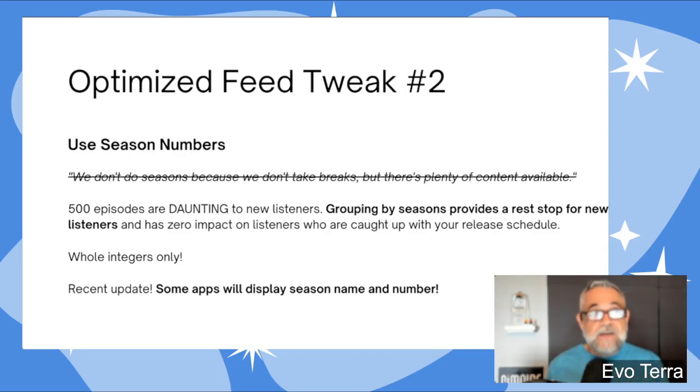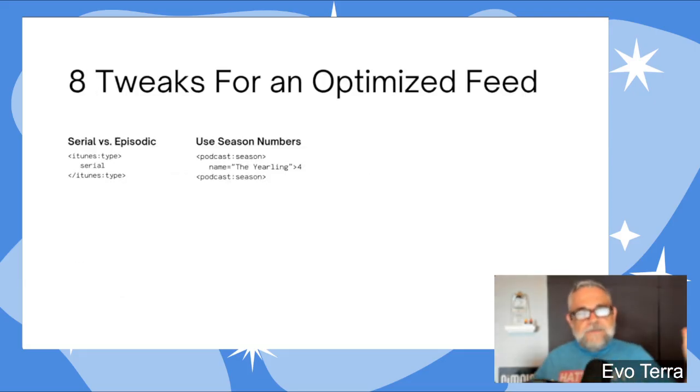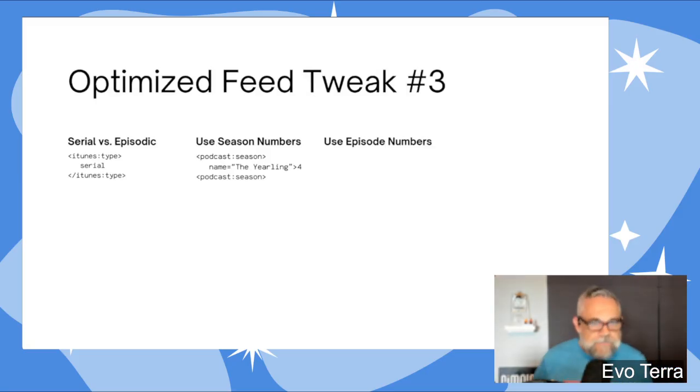None of the stuff I'm talking about here existed 10 years ago, and podcasting has existed for 21 years. So plan for the future, if you would. Okay, so there's our second one: serial versus episodic and using season numbers. Again, this is an example of the RSS feed code. Do not worry about it whatsoever, but it shows podcast season. It's got a name, which no one's going to see yet, and then a number. The number is the important part. Let's go to number 3.